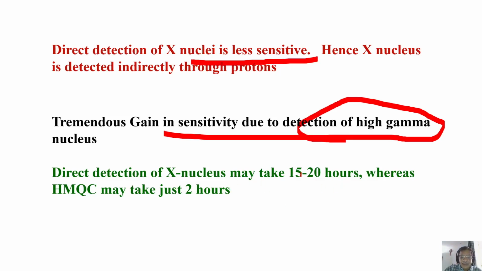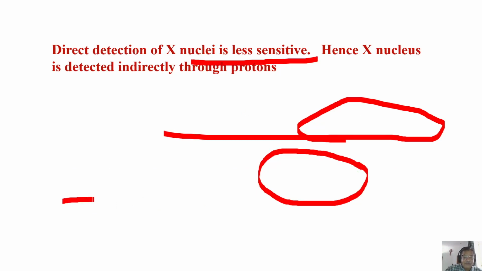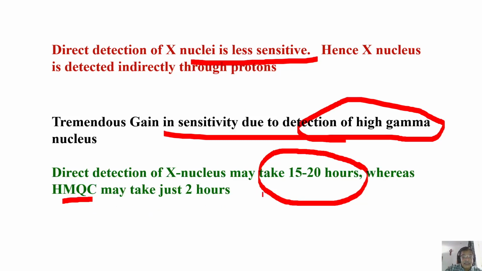The beauty is direct detection of carbon may take almost half a day to 1 day. Whereas if I do this inverse detection by HMQC, HSQC, I will tell you what it is soon, then you can do the same experiment in less than 2 hours. Nowadays, even less, you can get it in 30 minutes with specially designed probes and high frequency spectrometers with special pulse sequences, everything. You can get it even faster, in less than 30 minutes now.